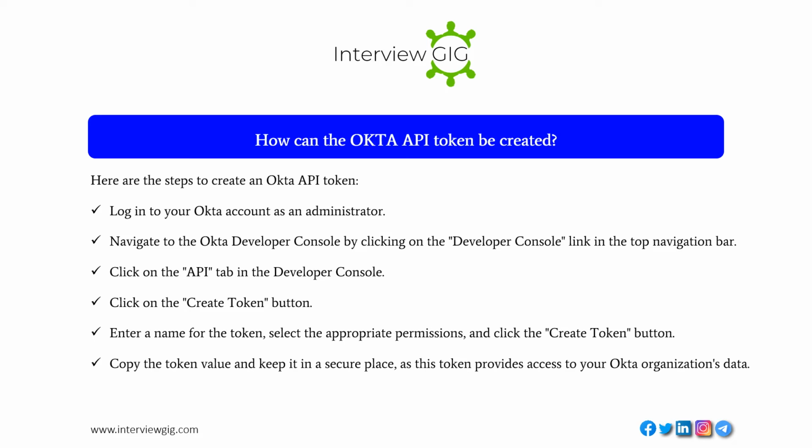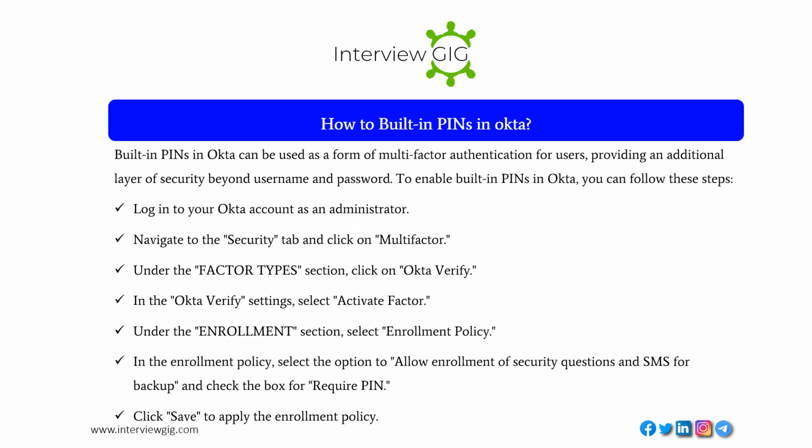How can the Okta API token be created? Here are the steps to create an Okta API token. Log into your Okta account as an administrator. Navigate to the Okta Developer Console by clicking on the Developer Console link in the top navigation bar. Click on the API tab in the Developer Console. Click on the Create Token button. Enter a name for the token, select the appropriate permissions, and click the Create Token button. Copy the token value and keep it in a secure place, as this token provides access to your Okta organization's data.